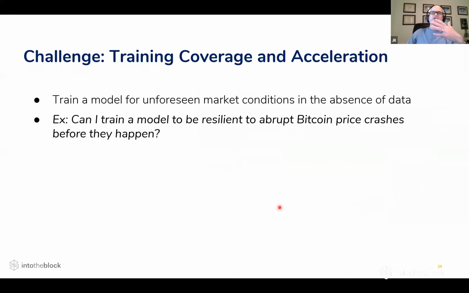So the final challenge I want to present to you is training coverage. So imagine the crash of March 11th. The Bitcoin price dropped a significant percentage in an hour or two. So that's an event that is not very common, and it's hard to replicate. So you train a model with historical data. How do you train it for those scenarios? Unless you're very consciously looking for those type of things.